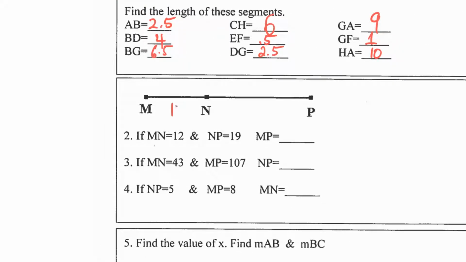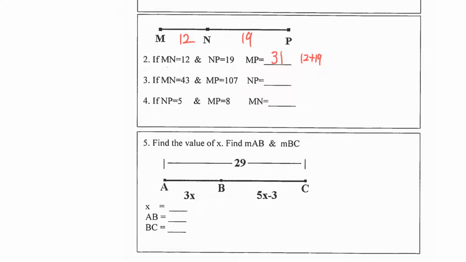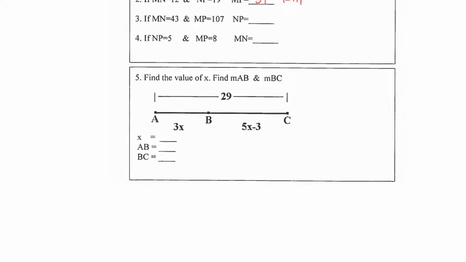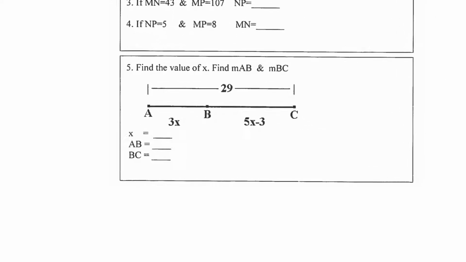All right, if MN is 12 and NP is 19, how long is MP? Yep, just add them up, right? So it should be 12 plus 19. Okay, that should be pretty simple. I'm going to go ahead and skip down to this next group. Okay, so again, same stuff we did on Friday, yeah?